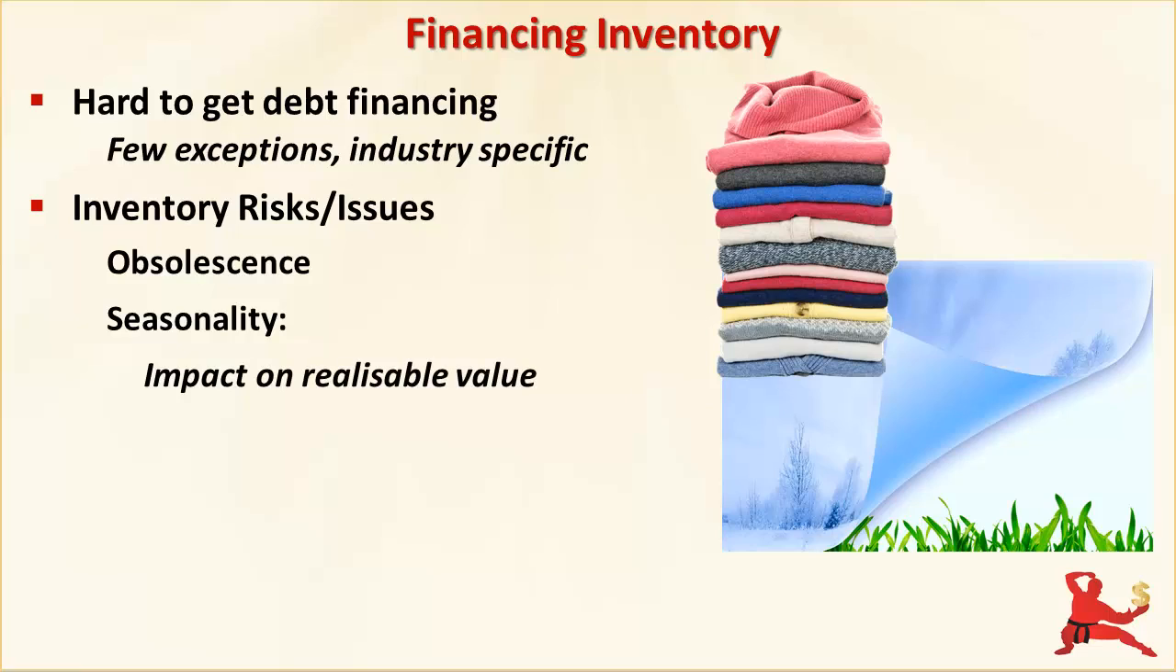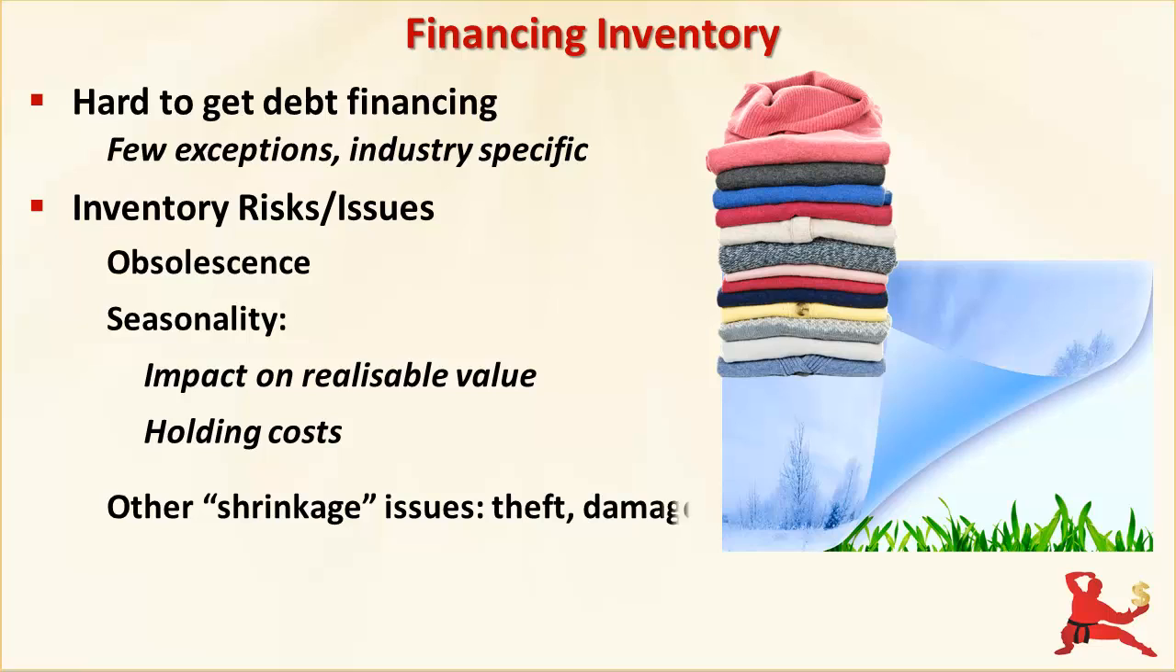Seasonality can also affect the realizable value of the stock. If, for example, you were holding a large stock of woolen sweaters at the end of winter, what do you do? Sell them at a discount to free up some cash, or hang on to them until next winter? What will it cost you to hold on to the sweaters? There are also other shrinkage issues like theft of stock or damage whilst in storage. From the lender's point of view, they want some way to control the stock as well so that the money goes to them as soon as it is sold.